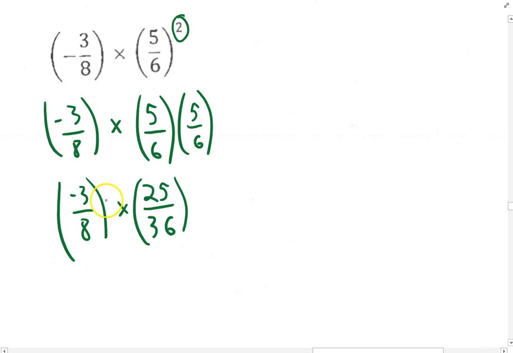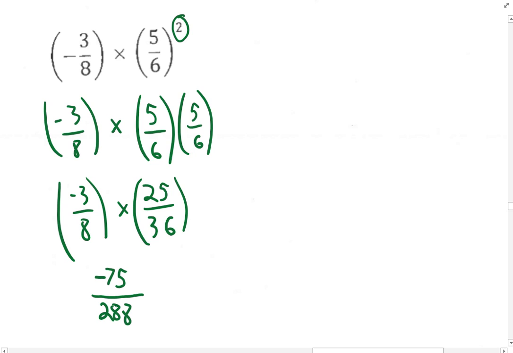So BEDMAS, there's no division, there is a multiply. I'll do this next. Again, I multiply my numerators across. So -3 and positive 25 will give me 75, and it'll be negative because I have one negative and a positive. And then 8 times 36, I can't do that one in my head, so I'll check with my calculator. I get 288. So 75 over 288, that is my final answer.